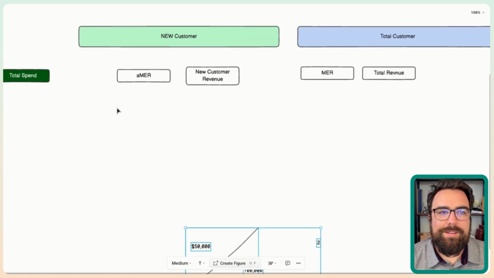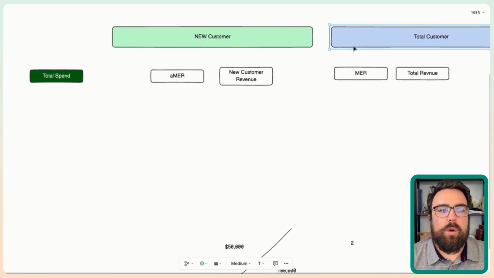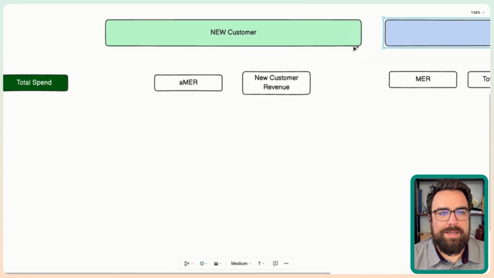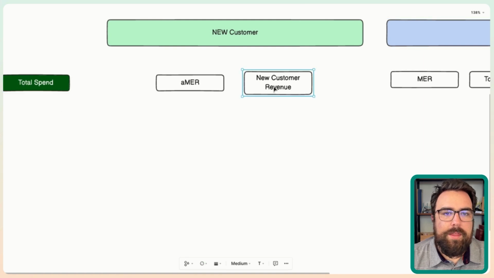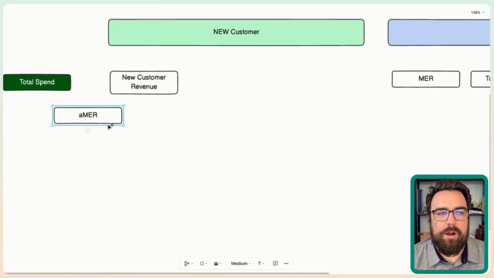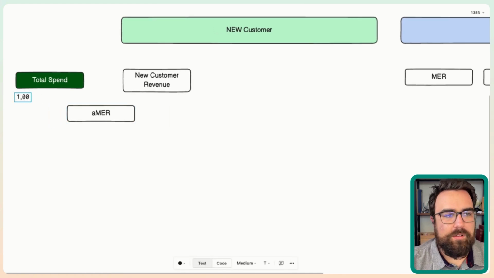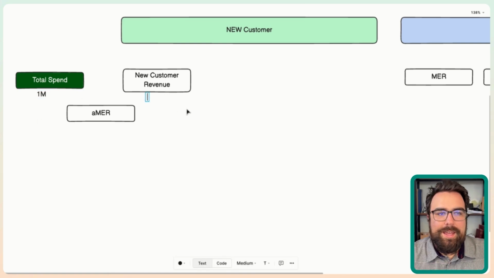So we have this idea of a new customer metrics and total customer metrics. So on your new customer, you can then break that down and say, hey, total spend, and then we can say new customer revenue. So in the middle of that, you then have aMER. So let me just put some metrics here. So if we spent $1 million, let's just put this as abbreviated as times 1,000. So that's $1 million. I'll just do 1M. Then new customer revenue, let's just say that that is $500K.